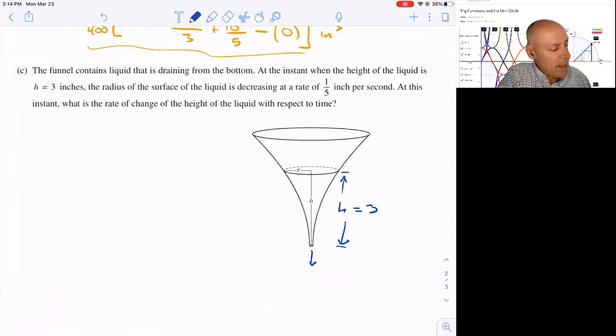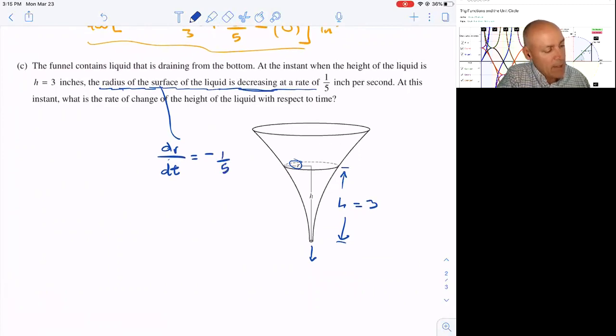At that particular instant, the radius of the surface of the liquid, so this r right here, is decreasing at a rate of 1/5 inch per second. Well, that's telling us dr/dt, because that is the rate that the radius is changing over time. And since it's decreasing, that's equal to negative, and what's the rate? 1/5 inch per second. So dr/dt is equal to negative 1/5.